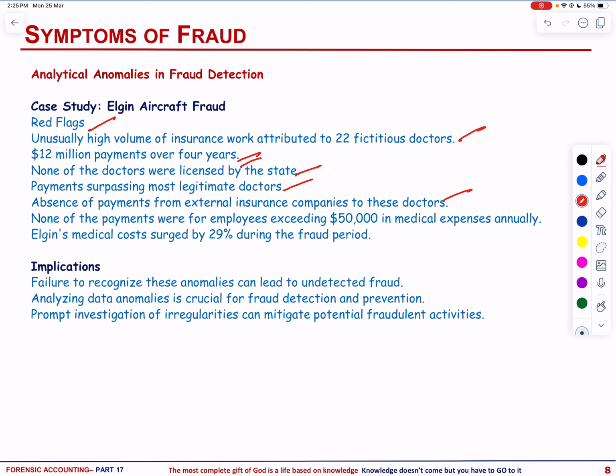Another anomaly was the absence of payments from externals, that is, the external insurance companies, to these doctors, indicating that none of these payments were for employees exceeding 50,000 in medical expenses annually. Additionally, Elgin's medical costs surged by 29% during the fraud year.